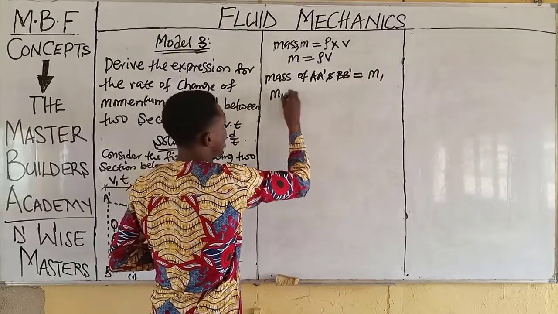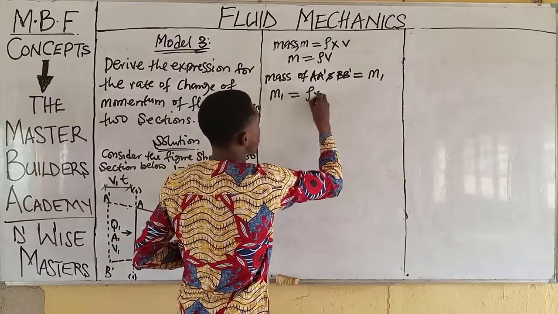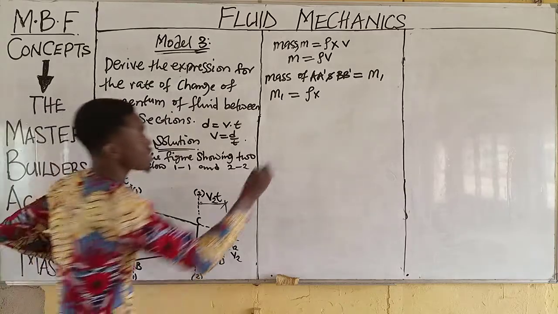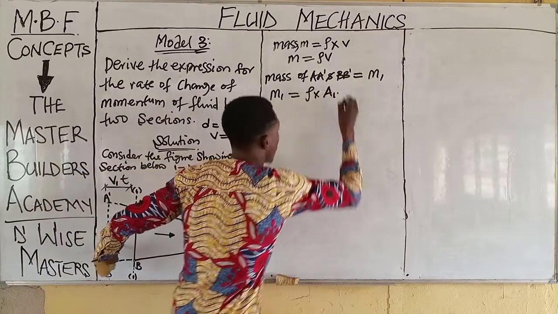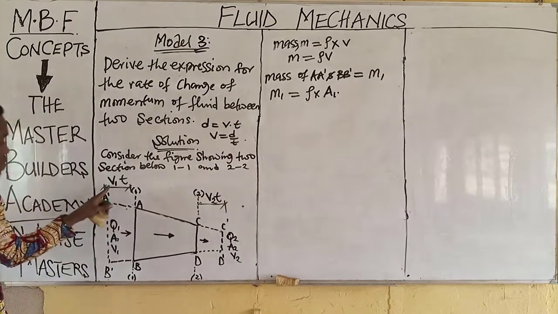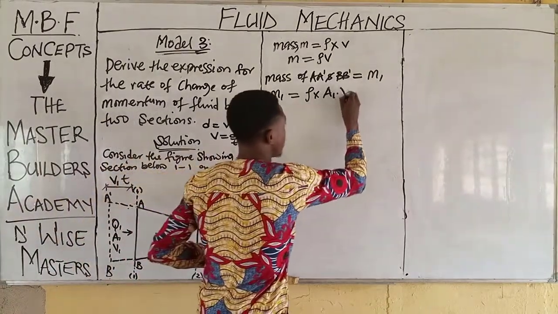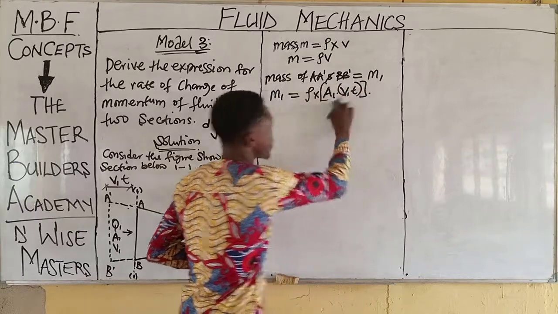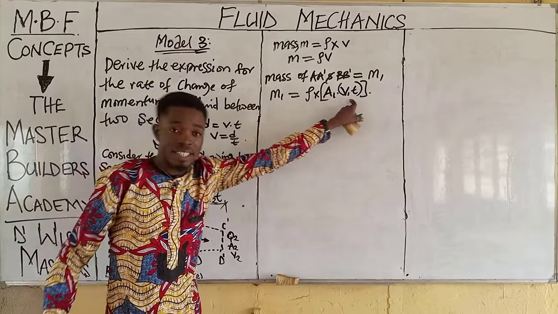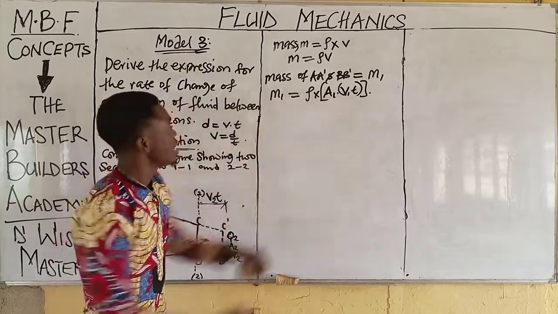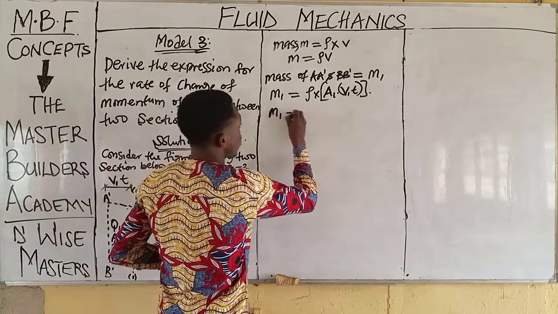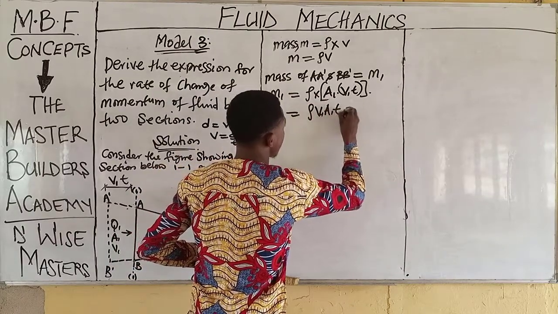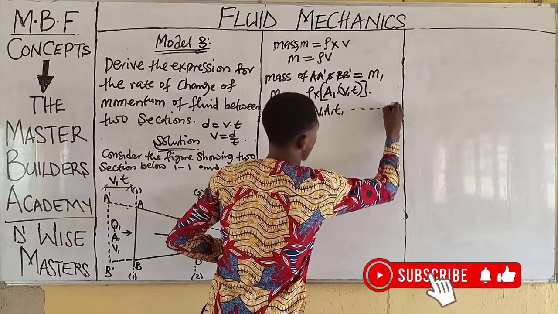And M1 would have given us density multiplied by what? The volume. Now, like I explained, volume would have the area at this entrance, which is A1, multiplied by what? Distance: V1 times T, which is velocity 1 times time. This is the area, this is the volume. This is distance, this is the area. Therefore, M1 would have given us rho V1 A1 T. We can call this equation 1.